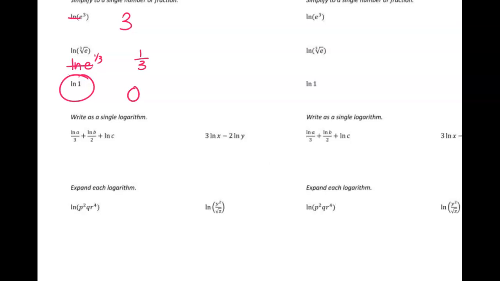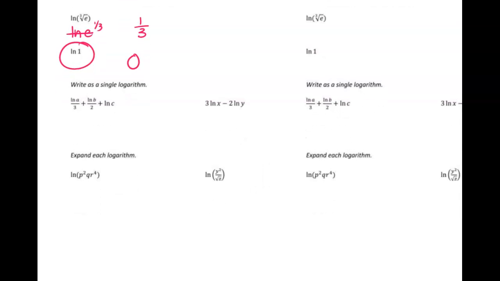So now we can write as a single logarithm. The log rules are the same with natural log, but instead of seeing the group of letters log, you just see ln. Otherwise the rules are the same. So I can rewrite this as 1/3 ln A plus 1/2 ln B plus ln C. So this is ln of A to the 1/3 plus ln B to the 1/2 plus ln of C.